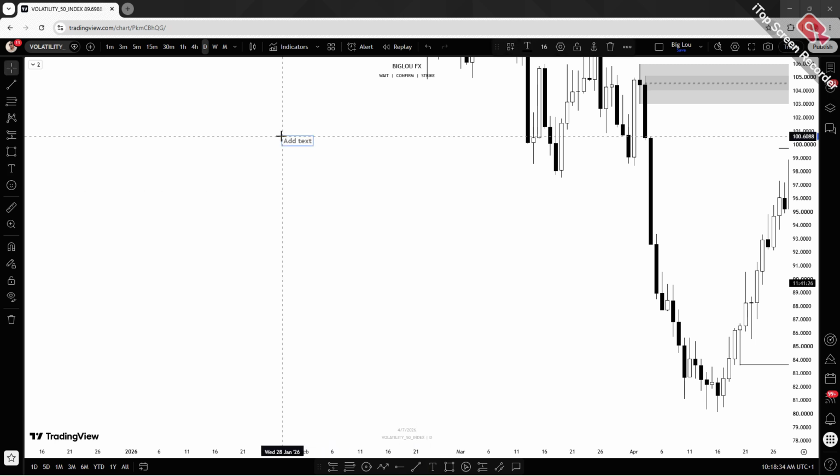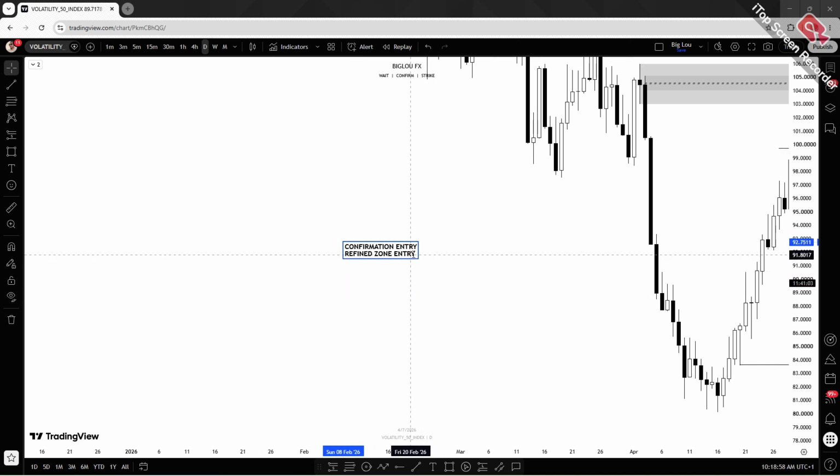I use what I call the confirmation entry. Then I also use what is called the refined zone entry. All right. I use confirmation entry. I use the refined zone entry. Now, not to take much of your time, confirmation entry is not anything too serious.